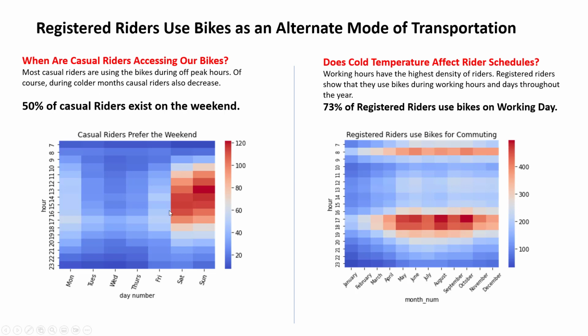Then what we wanted to do is use those heat maps to show that most of the casual riders are occurring on the weekend, and that we're getting more stable riders from these morning hours also, which are commuting hours, which are 8 a.m., and then the 5 and 6 range. And we know 73% of our riders are using the bikes on the working day.